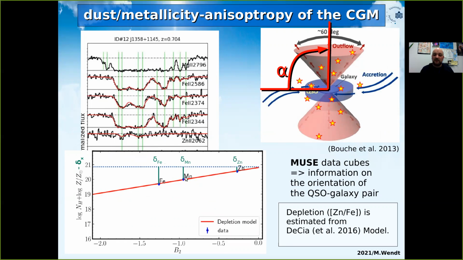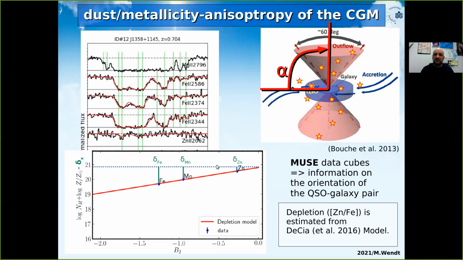the De Cia model 2016, based also on the idea in Jenkins 2009, you can basically attribute a sort of depletion potential to individual elements. So zinc has the lowest depletion potential, manganese is somewhere in between, and so on and so forth. And so you can apply a direct fit and then derive the dust depletion from the slope. And that's what we did for all of these 13 quasar-galaxy pairs.